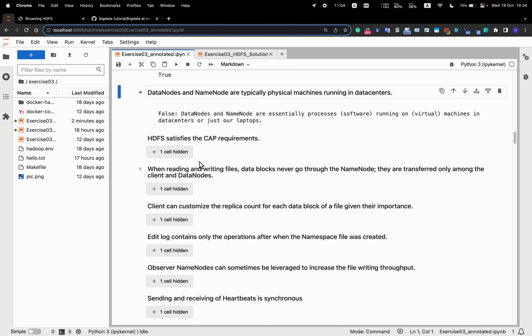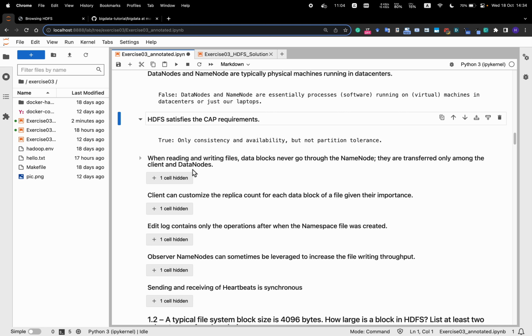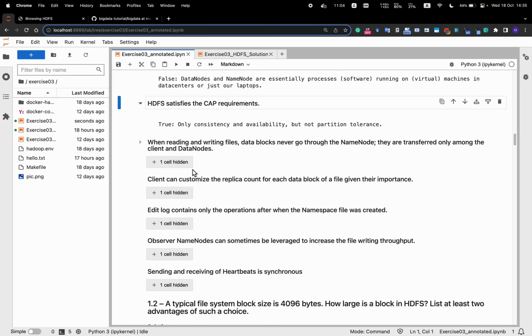Next question: is HDFS CAP compliant? Yes? No? No, it's not. Well, it's consistent, it's available, but it's not partition tolerant, because once you cut off part of the network, the data node is done. So you need to bring up another data node and replicate stuff again.